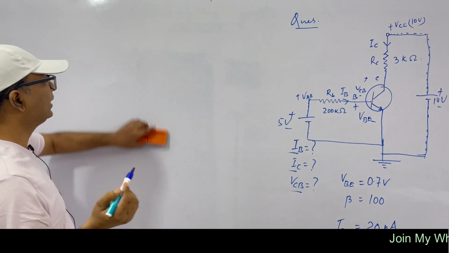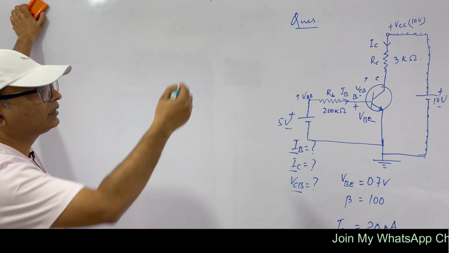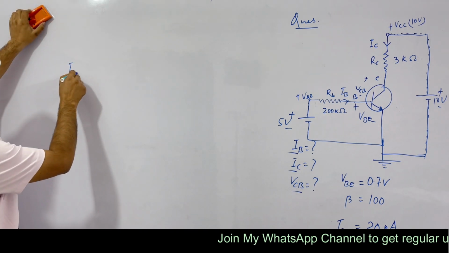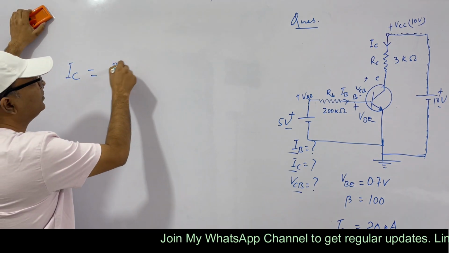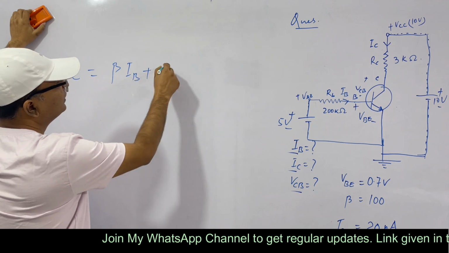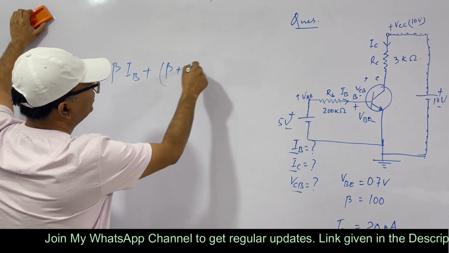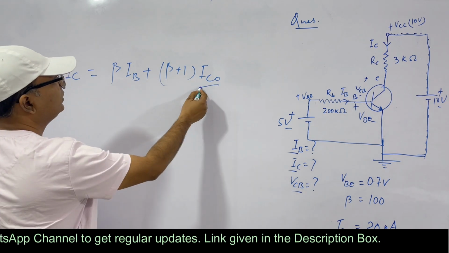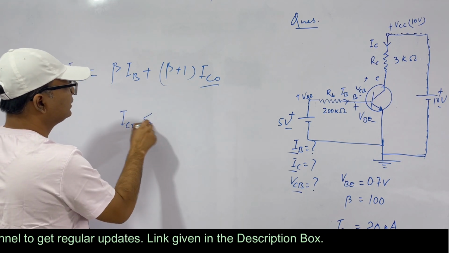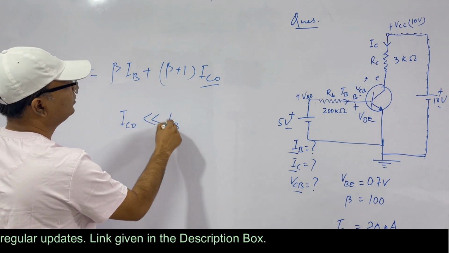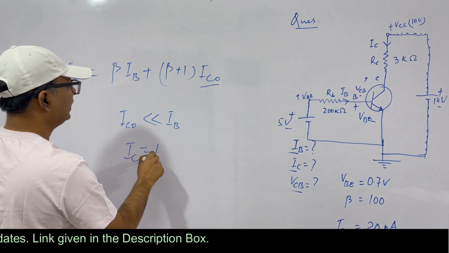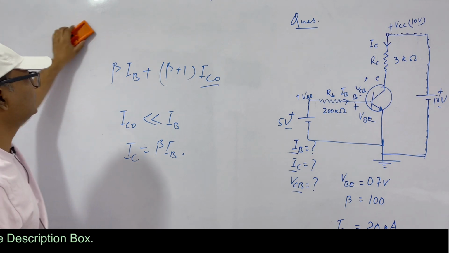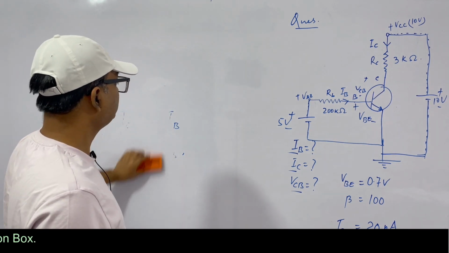Just a recap. ICO is the reverse saturation current of the collector junction. The equation that defines it is IC is equal to beta IB plus (beta plus 1) into ICO. So what we do, if ICO is very much less than IB, we simply write IC is equal to beta IB. Clear? So this is a quick recap. Now let's solve this problem.